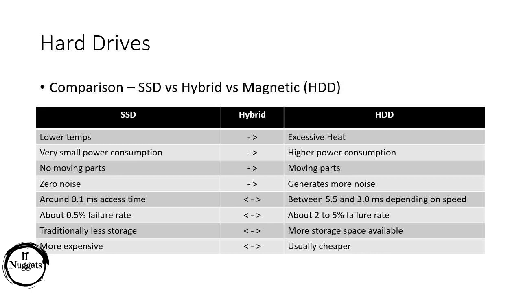5,400 RPM, 7,200, 10,000, 15,000. Depends on what it's in, but the faster it spins, more power consumption, more heat's going to be generated, more noise is going to be generated as well. SSDs are super quiet, right? Now, the access time is going to be a lot faster as well, right? Because there's no moving parts. That's why I say it can boot up, start applications extremely fast.